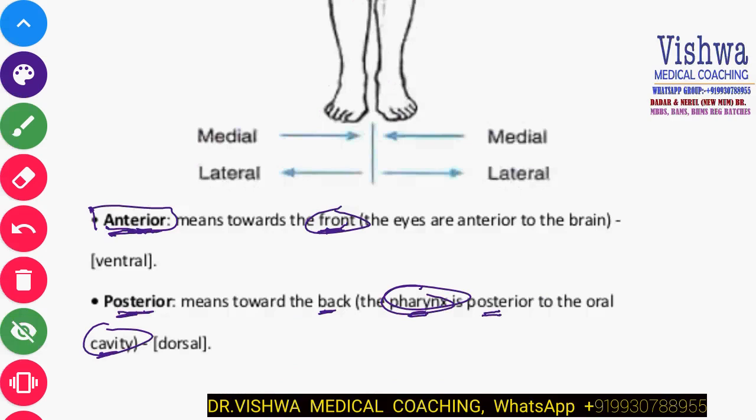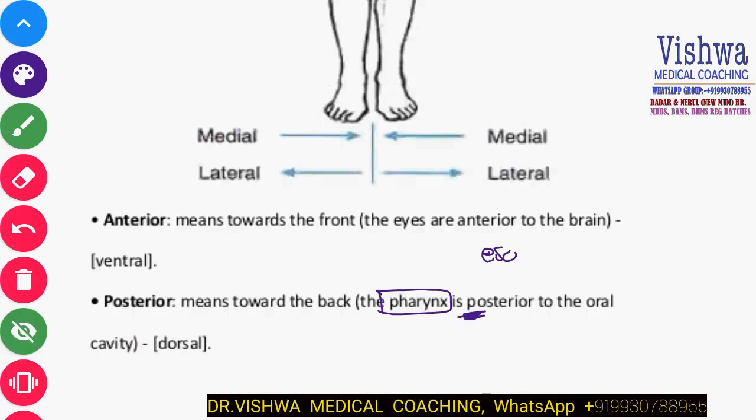So the pharynx is behind the oral cavity. Or it doesn't mean that pharynx is all anterior or is all posterior. We also have the esophagus. We also have the vertebrae. So vertebrae are posterior to the pharynx.